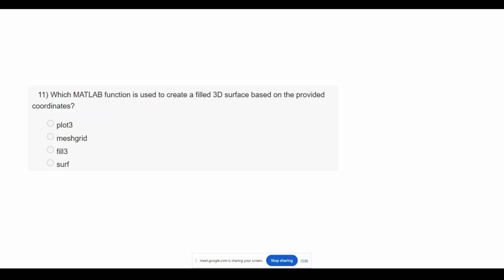Which MATLAB function is used to create a filled 3D surface based on provided coordinates? Plot3, meshgrid, fill3, and surf. This was present on one of the slides where the code produced a cuboid of sorts, and the answer is fill3.